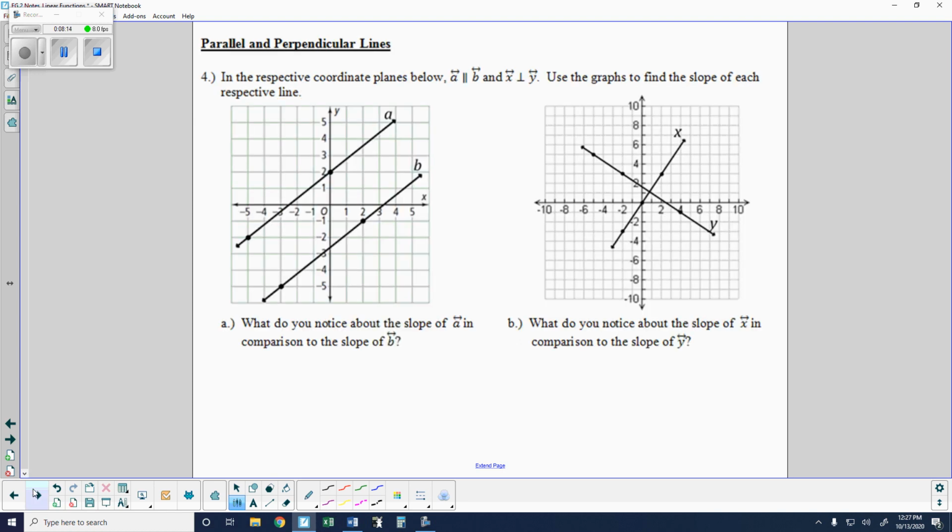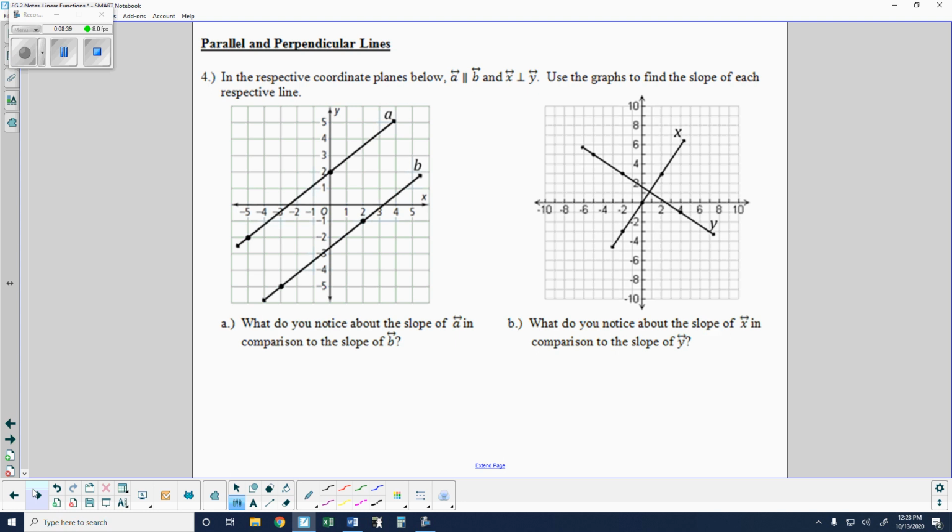Now, we do have some properties about lines that you talked about in Algebra 1, and you talked about in geometry, and then we're going to revisit again real quick. So in problem 4, it says, in the respective coordinate planes below, line A is parallel to line B, and line X is perpendicular to line Y. You may remember those terminologies or symbols from geometry. It says, use the graphs to find the slope of each respective line.